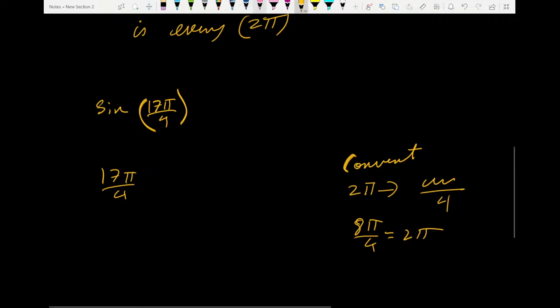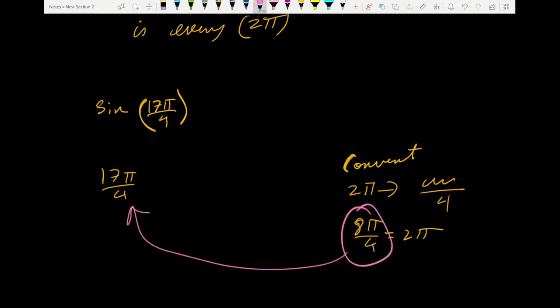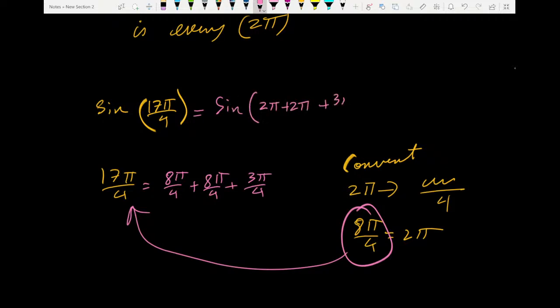Now we got to ask ourselves, how many 8 pi over 4 do you have in here? 8 pi over 4 plus 8 pi over 4 plus 3 pi over 4. So when I add them, I get 17 pi over 4. So therefore, I could rewrite this problem as 2 pi plus 2 pi plus 3 pi over 4. And what do we learn? Since they're periodic, this will have the same answer as sine of 3 pi over 4. So we could get rid of this extra information.